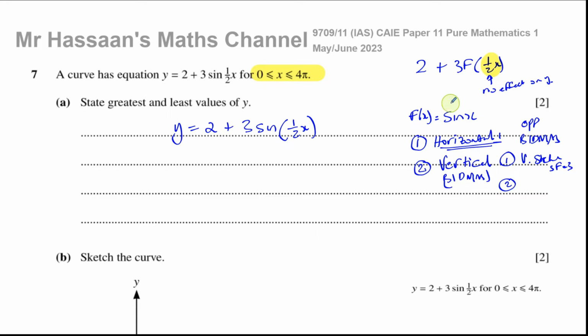And the second thing that we deal with is the plus 2, which is basically a translation of (0, 2), because it's going to go up 2 spaces and not move horizontally. So this affects the y coordinates. These both affect the y coordinates. All right, so that's what we have to remember in this kind of situation.